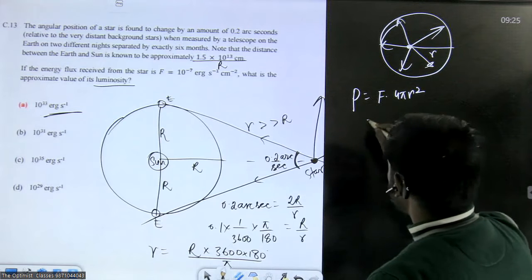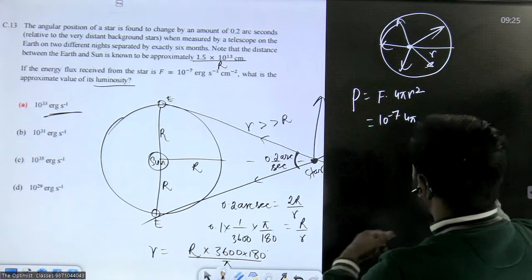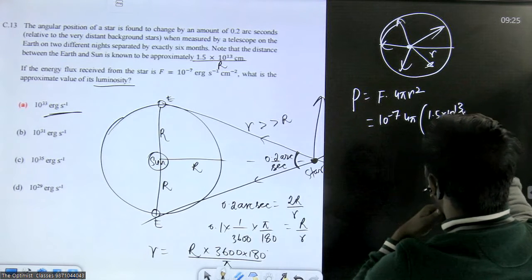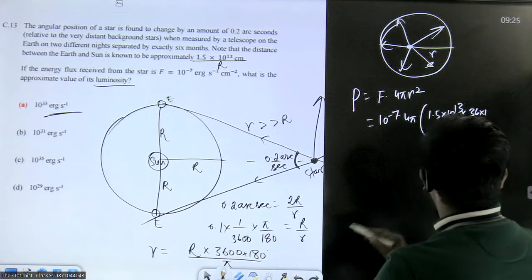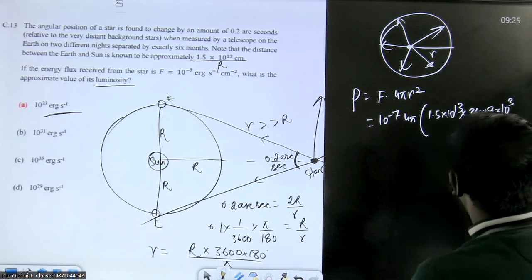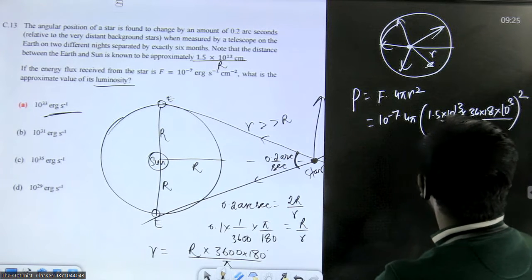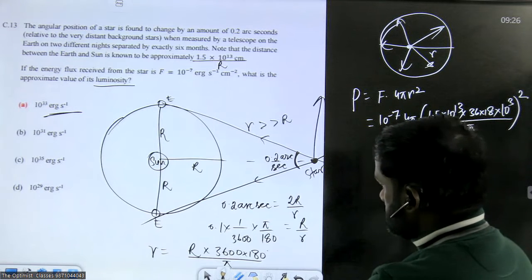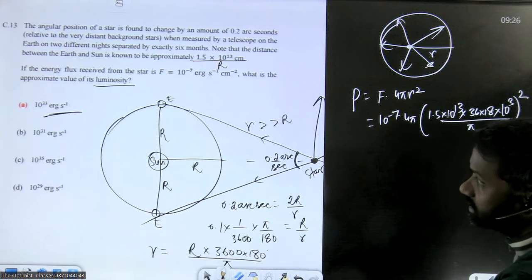So this F is given to be 10 to the power minus 7, and 4 pi, and R we have calculated. So capital R we will put from here, 1.5 into 10 to the power 13, multiplied by this, 36 into 18 and 10 to the power 3, whole square, and divide by pi also. So that's what we get. That is the power. So we can calculate this.